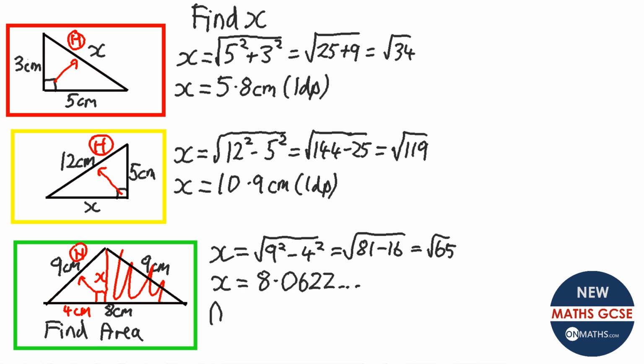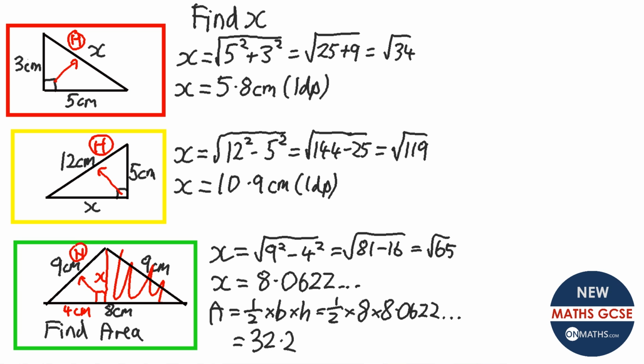Then I'm going to find the area. The area of a triangle is half times the base times the height. So it's half times the base, which is 8, the full base of the triangle, times 8.0622 and so on. So the area is, in the calculator, 32.2 centimeters squared, rounded to 1 decimal place.